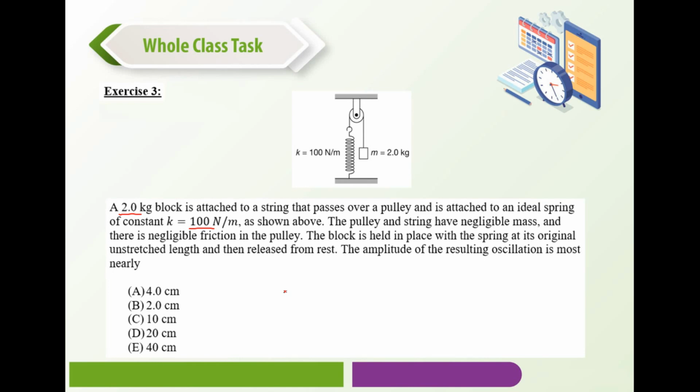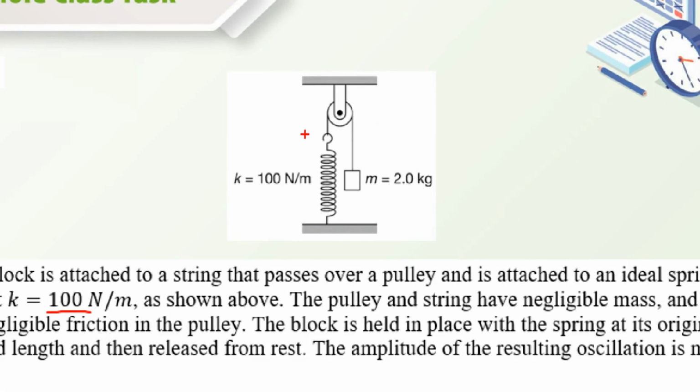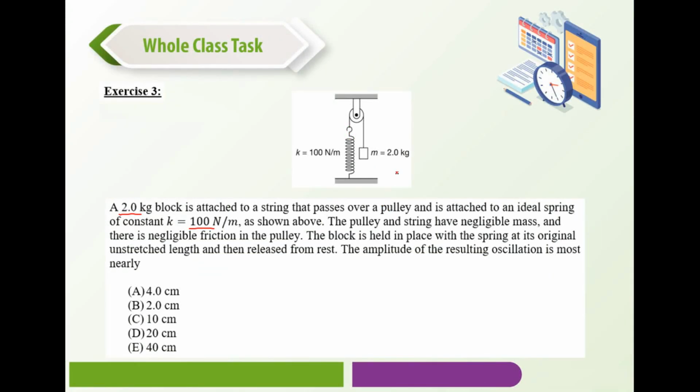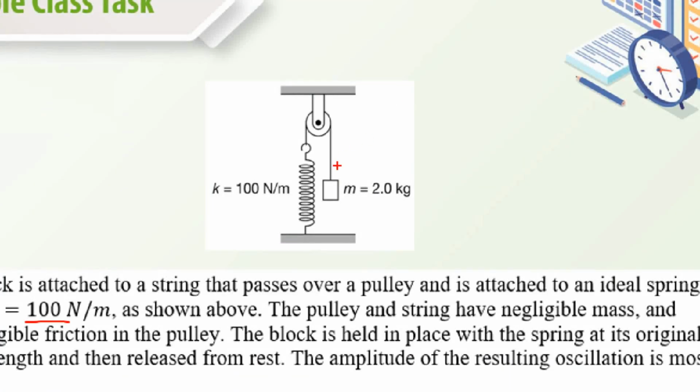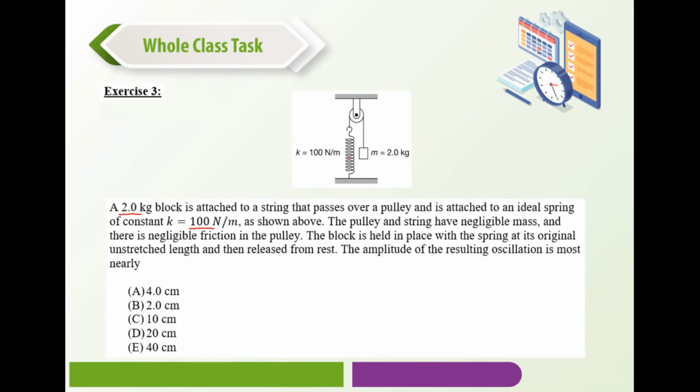So basically we're assuming that the pulley is ideal, which means the tension here is perfectly transmitted here. The block is held in place with the spring at its original unstretched length and then released from rest. So here let's be careful. Initially at the point A, the initial speed is 0 because it's released from rest, and we don't have elastic potential energy because the spring is unstretched. The amplitude of the resulting oscillation is most nearly.